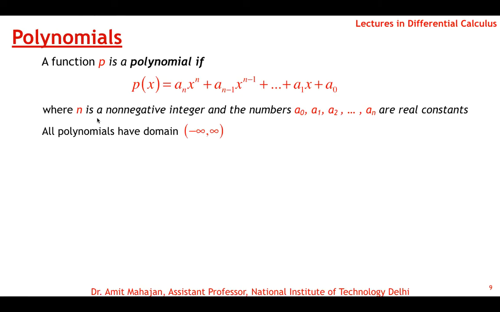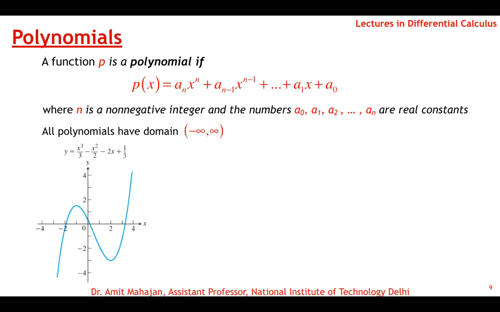If n is 2, then it will be a second degree polynomial, and so on. All polynomials have domain minus infinity to infinity, so that's one important thing to note. Say for example there is a cubic polynomial with n value 3, so the highest power is x cube. So its graph is drawn here, and its domain is minus infinity to plus infinity.